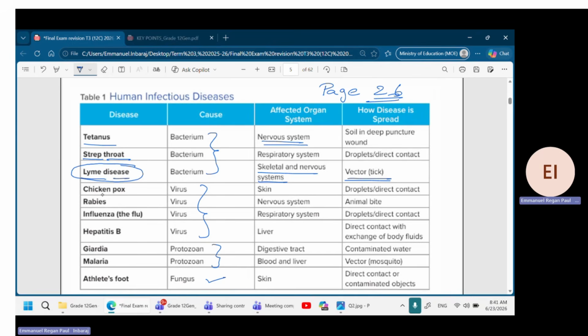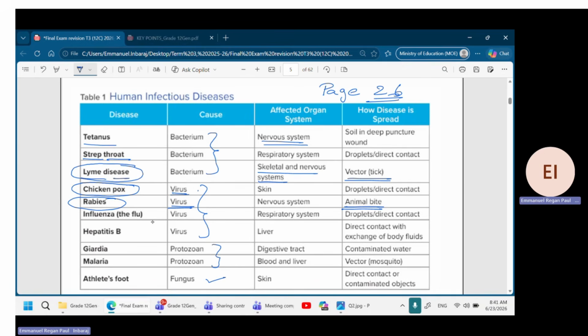Then chicken pox, this is also very important. Chicken pox is caused by a virus. Another important one is rabies. Rabies is caused by a virus and it is caused because of an animal bite. Remember, if a dog or any animal bites you, you might get rabies. So rabies is caused by an animal bite and it is caused by a virus. Chicken pox is caused by a virus.